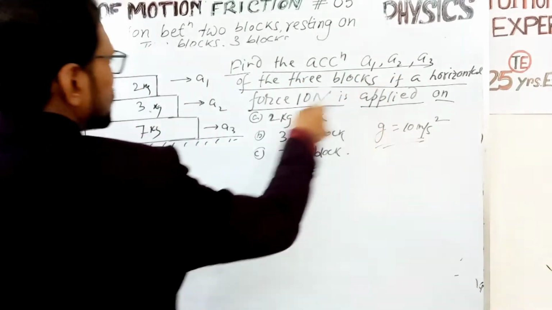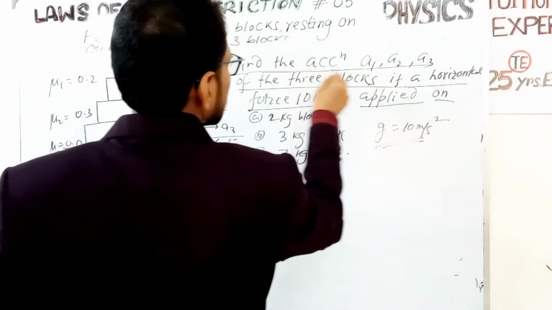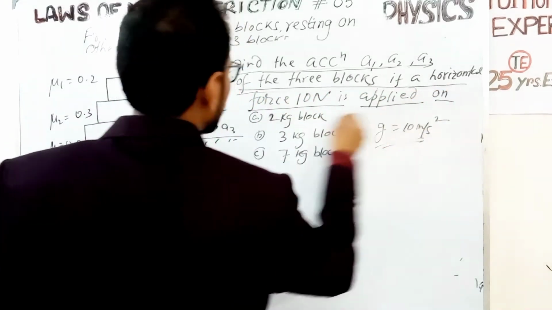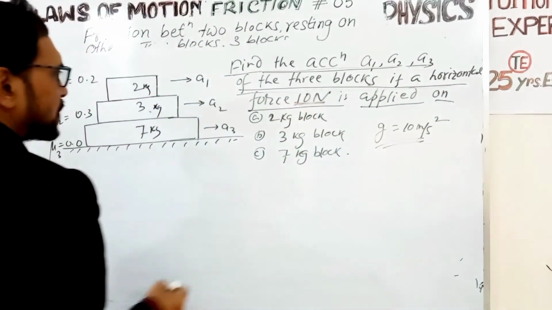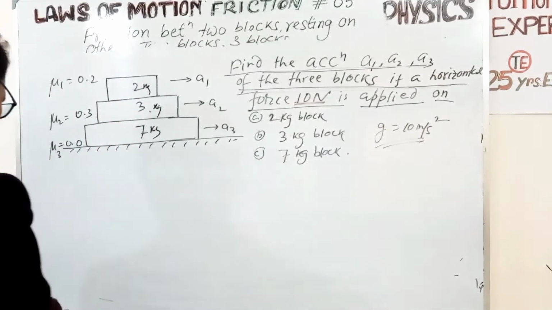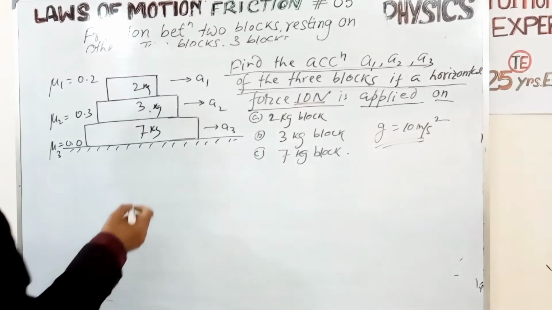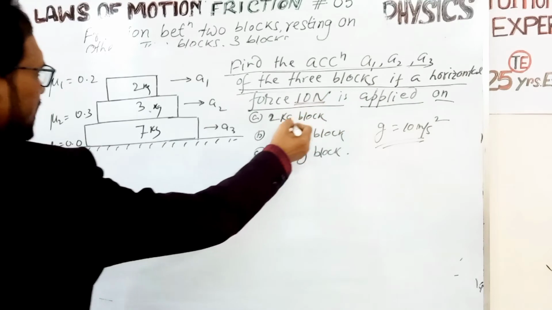Find the accelerations A1, A2, A3 of the three blocks if a horizontal force of 10 Newton is applied on the 2 kg block first, then the 3 kg block, then the 7 kg block. This is an AC Verma book problem. So what is the answer? First, the 10 Newton is applied on the 2 kg block.